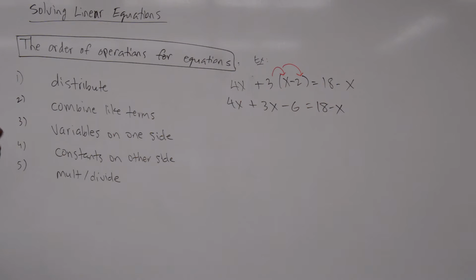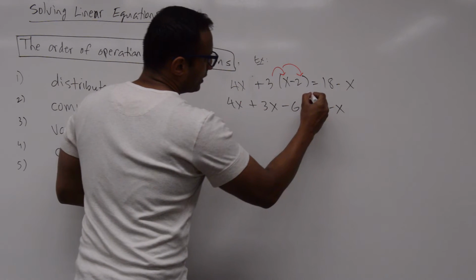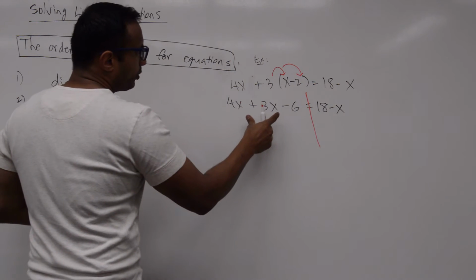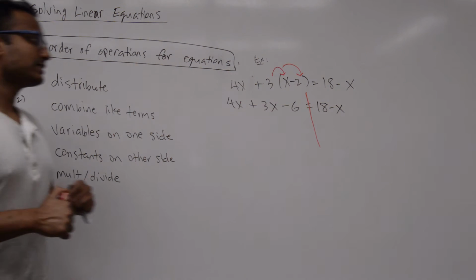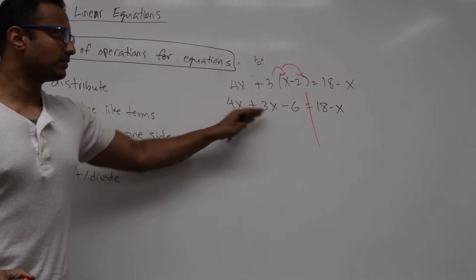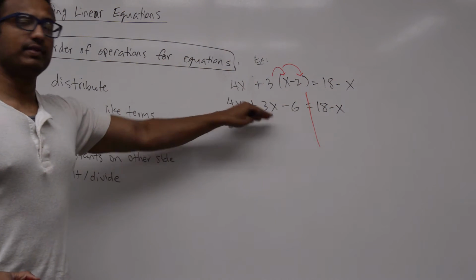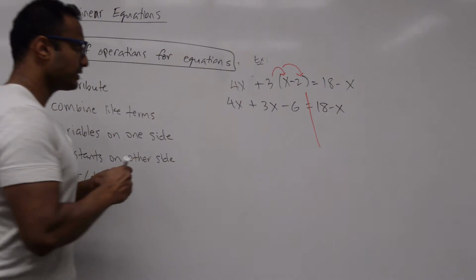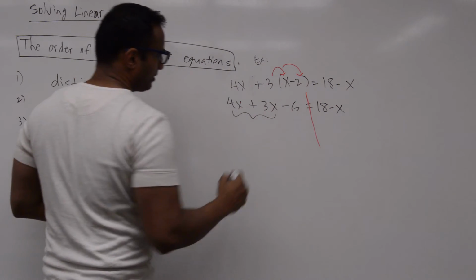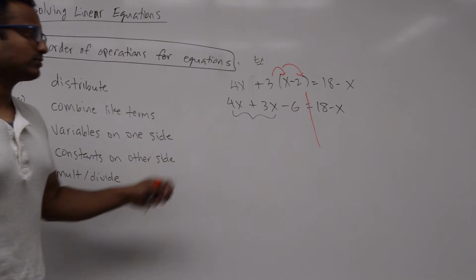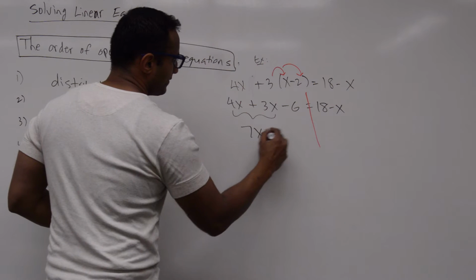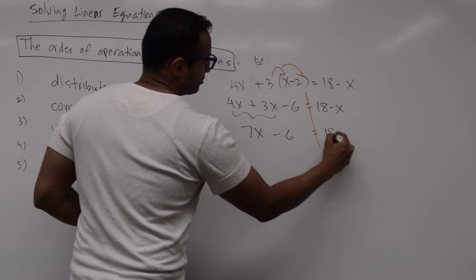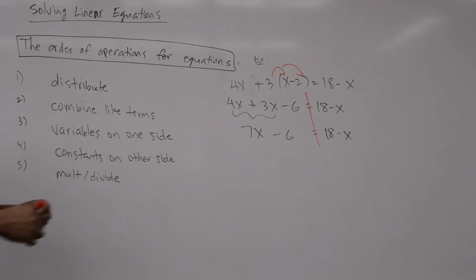Second step, combine like terms. Now what are like terms? The equal sign splits up the equation into the left-hand side and the right-hand side. On any given side, if you have two terms that are like terms, you can add them. So in this case, we have 4x plus 3x. We can add this because these are like terms. And again, like terms are only terms on the same side of the equal sign. So 4x plus 3x is 7x minus 6 equals 18 minus x. Okay, so we did the second step.